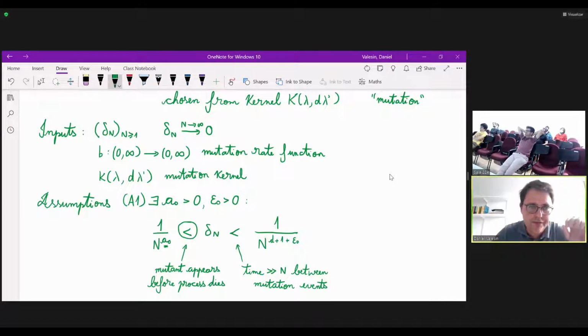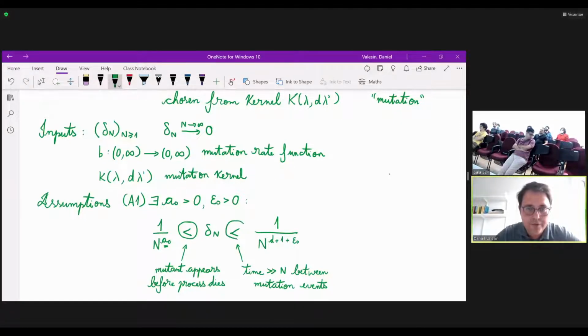If delta n goes to 0 too fast, then you could suppose that you start with a single type and you evolve the process. It could be that simply there is no mutation and the process just dies, meaning that at some point everybody is empty, so the whole torus is empty, and now mutation never happens. So that I don't want. I want some mutations to occur. So I insist that delta n doesn't go to 0 too fast.